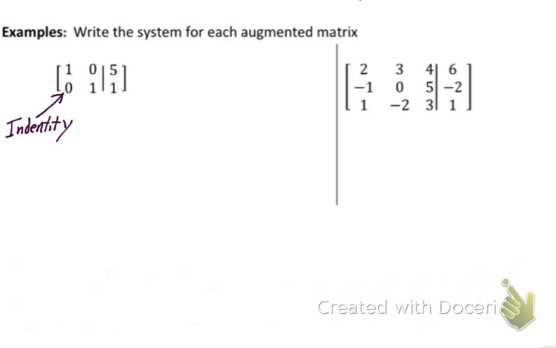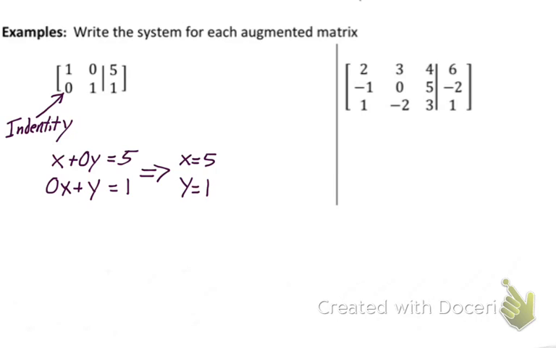So if we look at that identity, rewriting this as equations, it'd be 1x plus 0 y's equals 5. And here I'd have 0 x's plus 1 y, and let's just call it y, and that's going to equal 1. Well, if I rewrite this, or I wrote it the other way to begin with, we would just see we have x equals 5 and y equals 1. So if we're in the identity form, we know what all our variables equal.